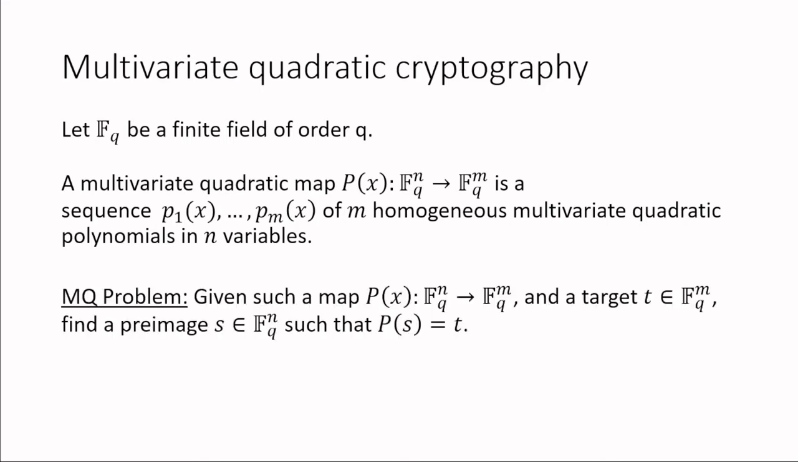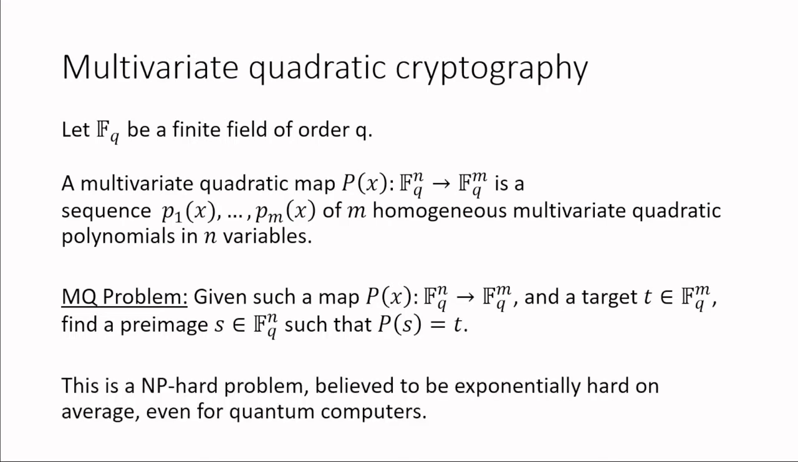And we use these maps because we believe they are one way, because this problem, which we call the MQ problem, is believed to be hard. It says that if I give you a multivariate quadratic map P and a target T in the output space F_q^m, then finding a preimage S such that P(S) is equal to T is a hard problem. We know that this problem is NP-hard, and we also think that it's exponentially hard, even on average, for quantum computers. So it's a good problem to base post-quantum cryptography on.